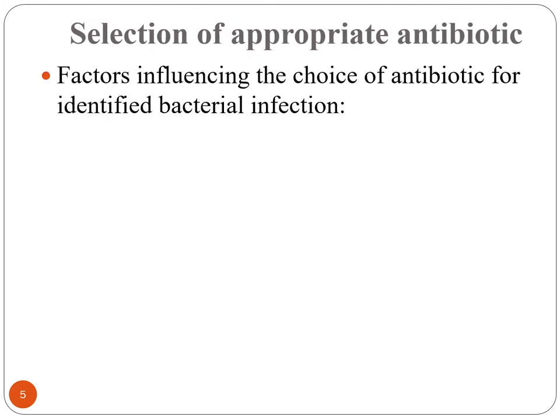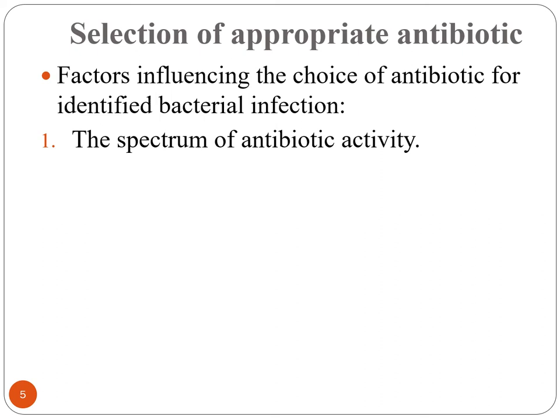Selection of appropriate antibiotic. We have many factors that can influence the choice of a suitable antibiotic for an identified bacterial infection. These factors include the spectrum of antibiotic activity. As you know, different antibiotics have different spectra of activity. Some of our antibiotics have a narrow spectrum, meaning that the antibiotic acts on certain or specific bacterial species. Broad spectrum antibiotics act on more bacterial species, or extended spectrum antibacterials, so the spectrum of antibiotic activity will influence the choice of antibiotic. Also, bacterial resistance: in practice, a sensitivity test regarding the infection is commonly done to choose a suitable antibiotic according to the bacterial resistance.